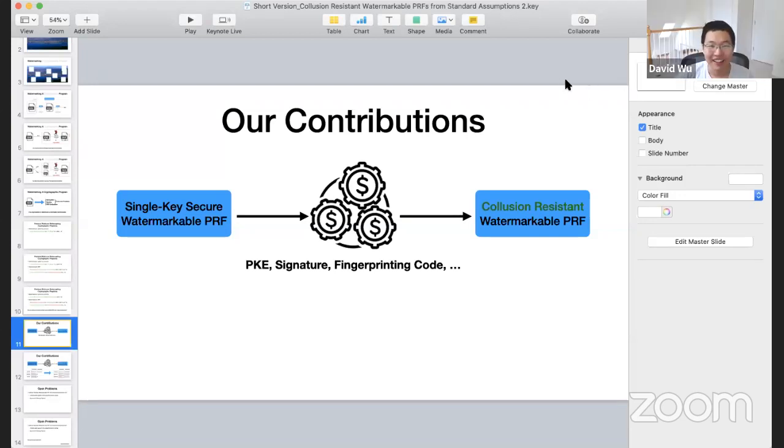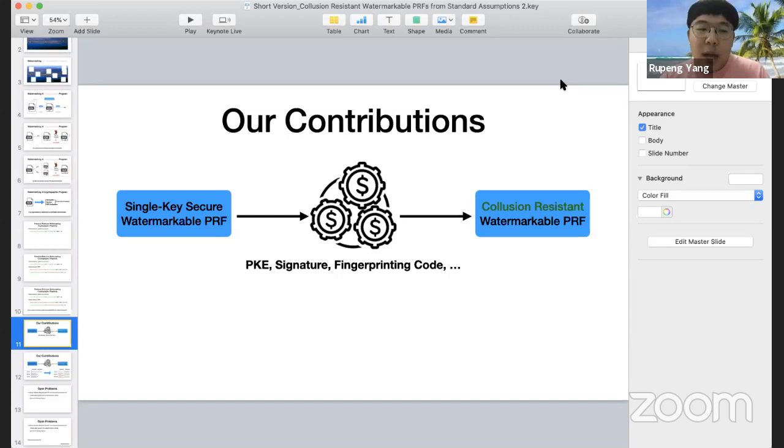I have a quick question. Your work gives collusion-resistant watermarking for pseudorandom functions. Do your techniques apply in any way to get, say, collusion-resistant constrained PRFs? Since watermarkable PRFs and constrained PRFs seem to have similar functionality, can we get any kind of collusion resistance for constrained PRFs through your framework?